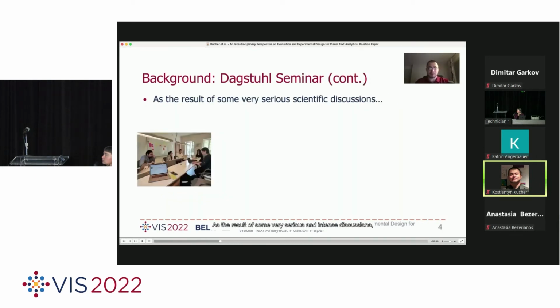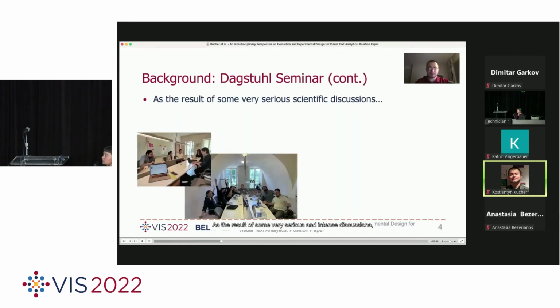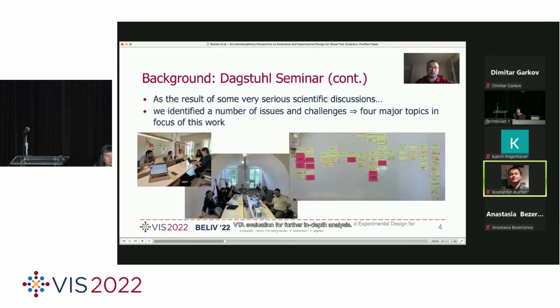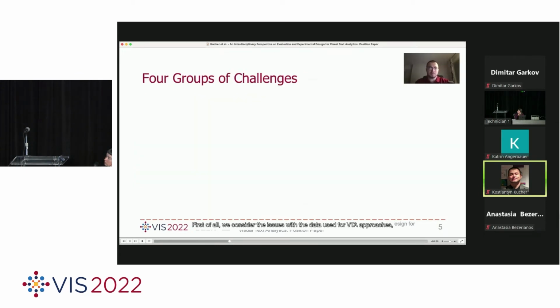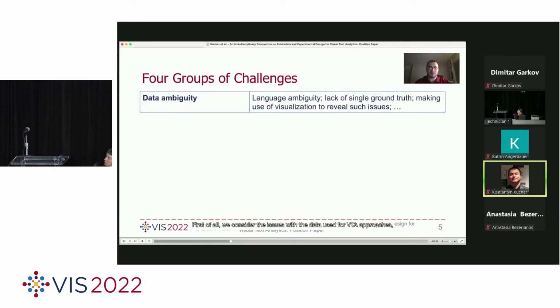As a result of some very serious and intense discussions, we identified a number of issues and challenges on VTA evaluation for further in-depth analysis. We focus specifically on 4 major groups of challenges from this list. First of all, we consider the issues with the data used for VTA approaches, their consequences for traditional NLP evaluation approaches, and the role that interactive visualization tools could play in this regard.